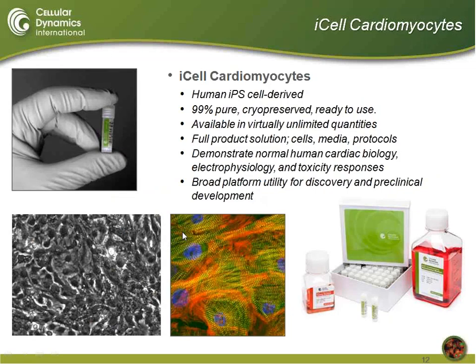And that brings us into the iCell Cardiomyocytes. So the iCell Cardiomyocytes, first and foremost, are human IPS cell-derived cardiomyocytes. You can see here in the video on the bottom left, cells beating spontaneously in culture, which you can see just under a normal microscope if you'd like. The cells are typically high 90% purity, usually in the 99% pure. They're cryopreserved and they're ready to use.